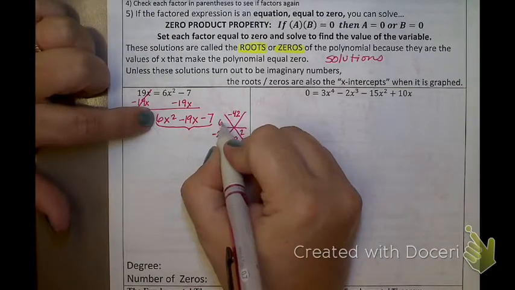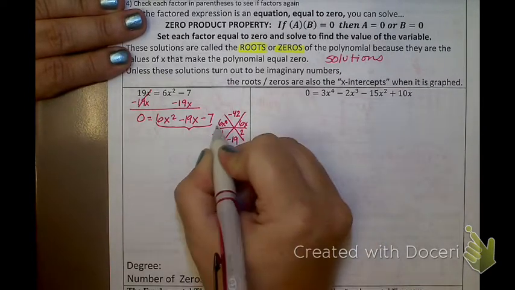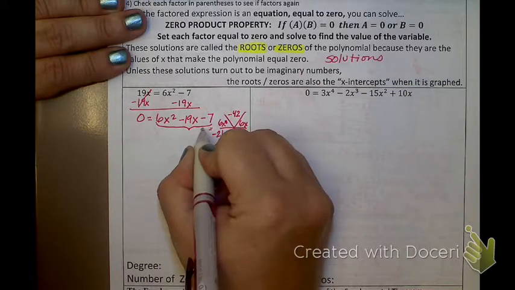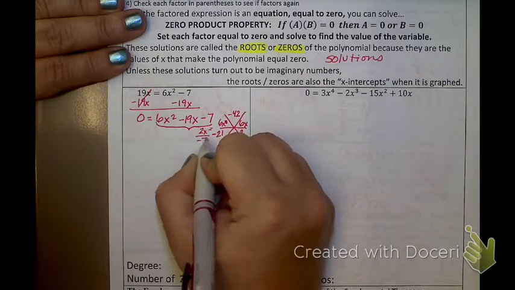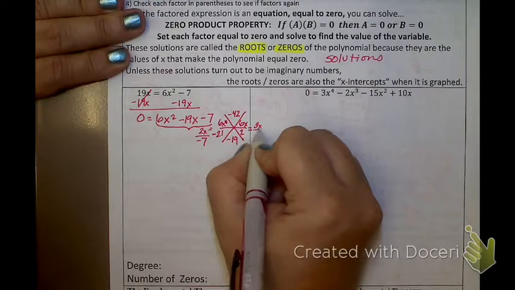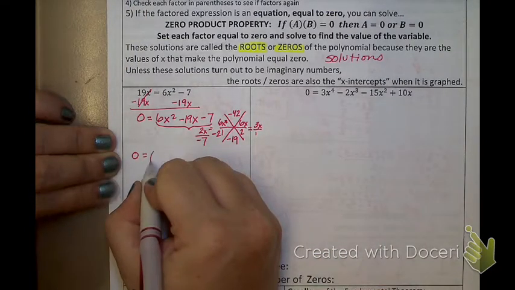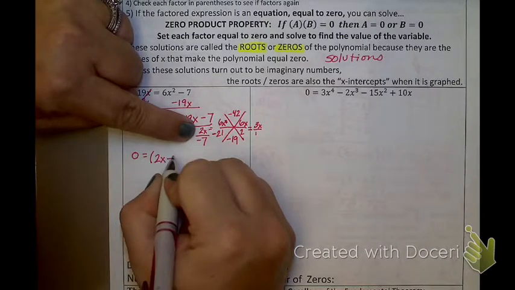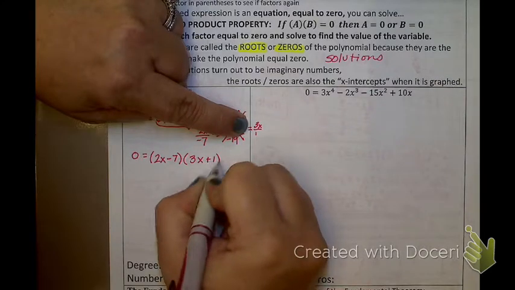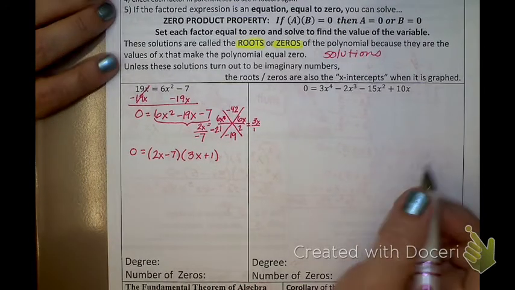Up here, I would put 6x squared, 6x and 6x. 6x over negative 21 does reduce. What does it reduce to? I can divide by 3. That would be 2x over negative 7. And this one, if I divide by 2, reduces to 3x over 1. So let's see. I have my 0 equals. He stays along for the ride. I have 2x minus 7 and 3x plus 1.